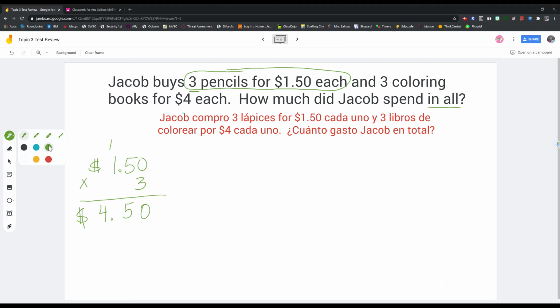Now I need to find out what is the total for my 3 coloring books that are $4 each. So $4 for each of my 3 coloring books. 4 times 3 is $12.